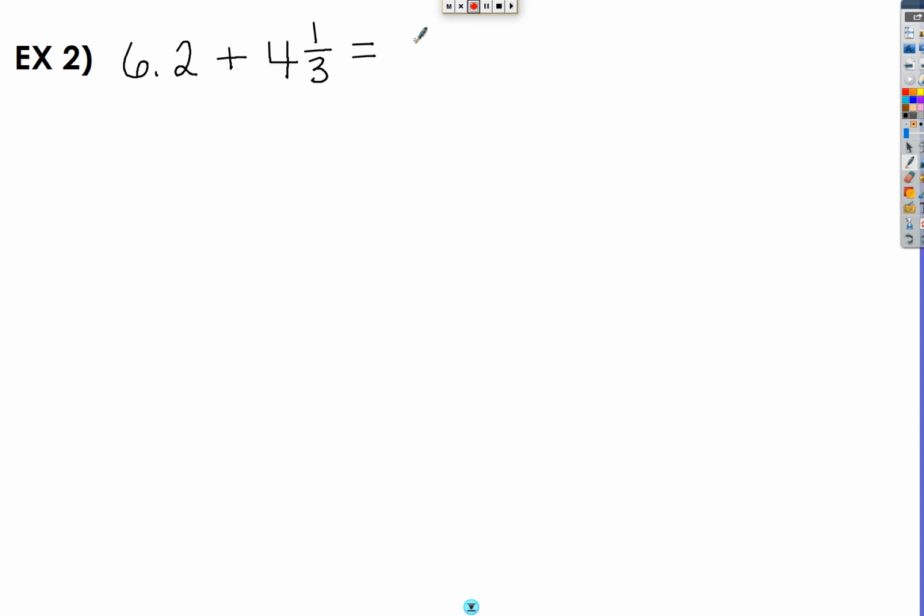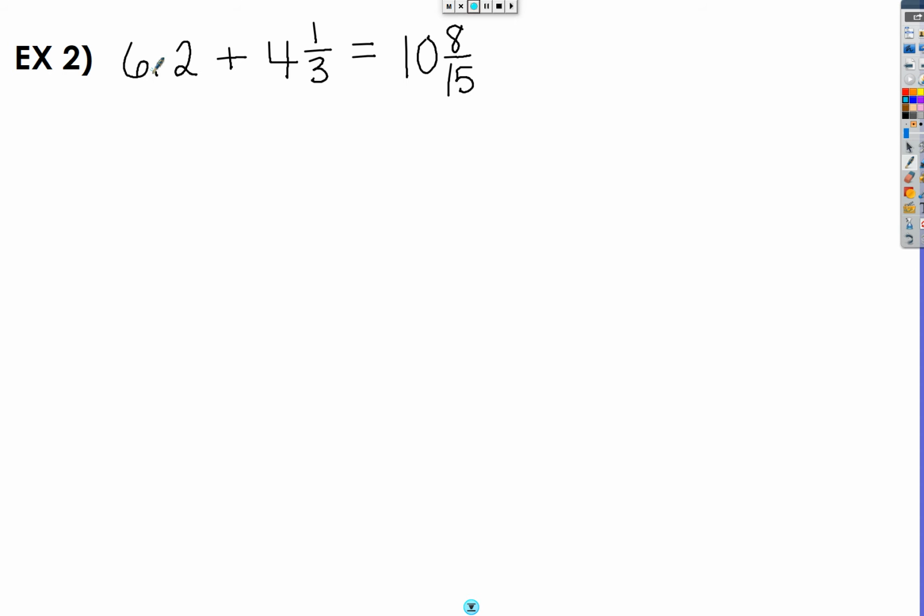So the answer to this problem becomes 10 and 8/15. So same thing, if you got this one correct, go ahead and move on. And fast forward to example 3, I guess. All right, otherwise, let's look at the problem.